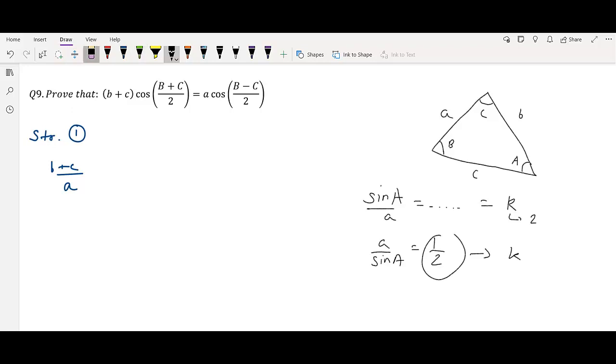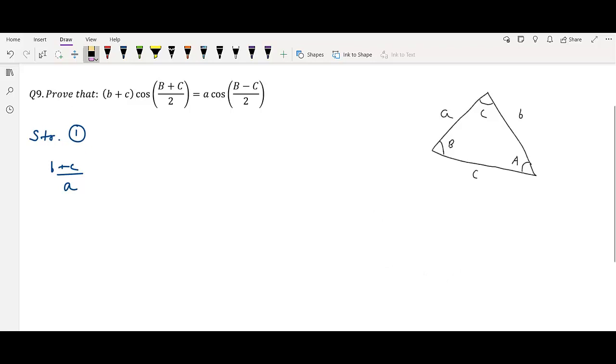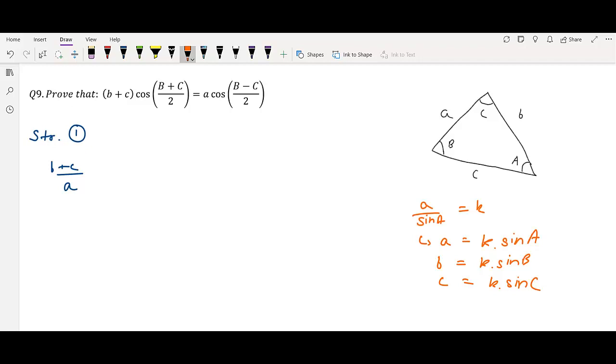So what this gives me essentially is the following expressions. I get a upon sine A equals k, which gives me a equals k times sine of angle A. And similarly I will get b equals k times sine B, c equals k times sine C. This comes from the sine law.